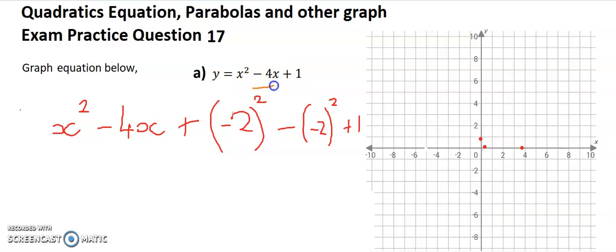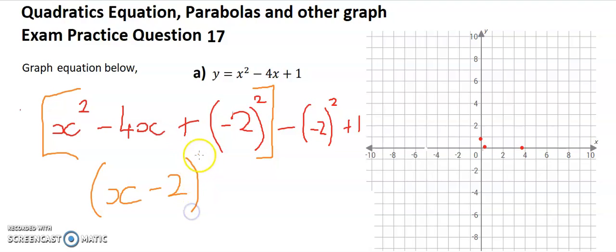Now right here, I'm going to use this part here and complete the square, which means I'm going to have x minus 2 in brackets squared. I'm just going to look at this next part and go, I've got negative 2 in brackets squared, so negative 2 times negative 2 is 4. And I'm left with 4 plus 1. So if I look at this last part, negative 4 plus 1 is negative 3.